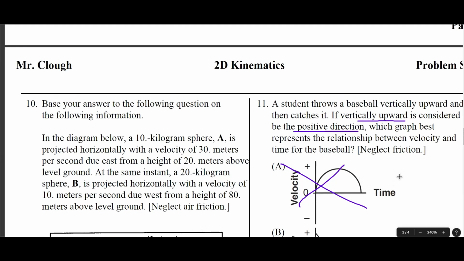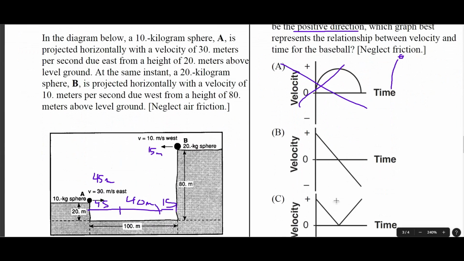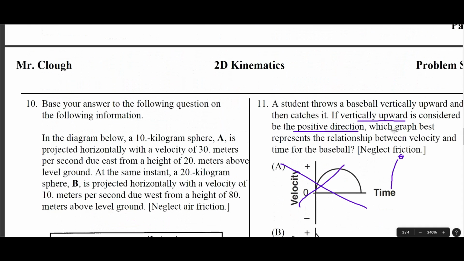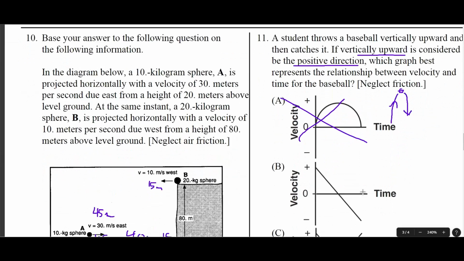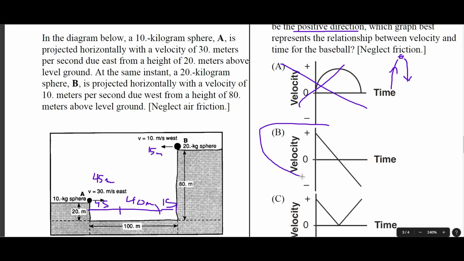Now, while it goes up, up, up into the air and reaches that maximum height, its speed has decreased to 0. Unfortunately, both these graphs decrease to 0, so now we have to go to the next part. After that, it falls down. And by definition, when it comes down, it is no longer in the positive direction, which we already said was up, it's now in the negative direction. So the answer should be B, the only one that goes from positive to negative.